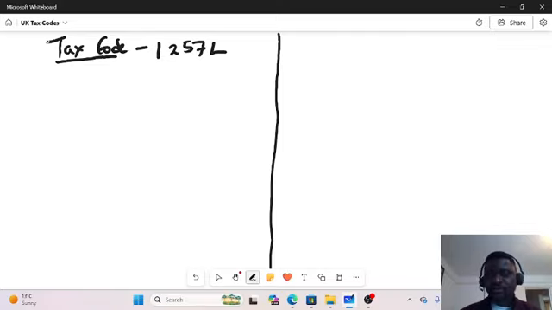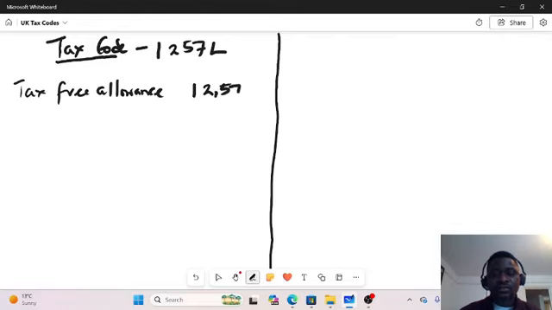So for you to understand the tax code, you need to understand there's a basic tax-free allowance, which is 12,570. So that's the tax-free allowance that is expected to be deducted from your gross pay before your salary is taxed at the end of the month.